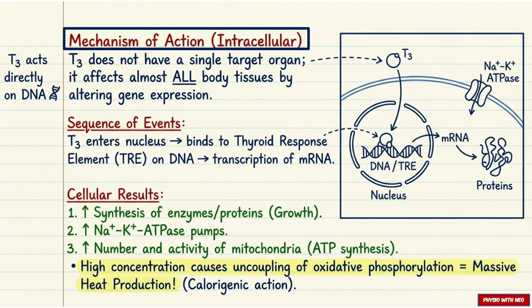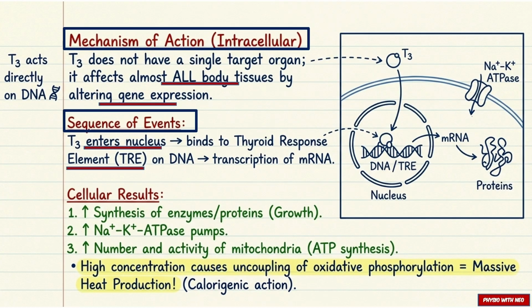Thyroid hormone does not have a single target organ, but it affects almost all body tissues by altering gene expression. Unlike peptide hormones, thyroid hormone enters the cell. Especially, it enters the nucleus, binds with the thyroid response element, and causes transcription of mRNA. This produces three cellular results.